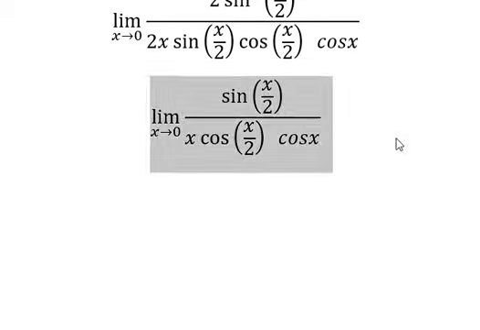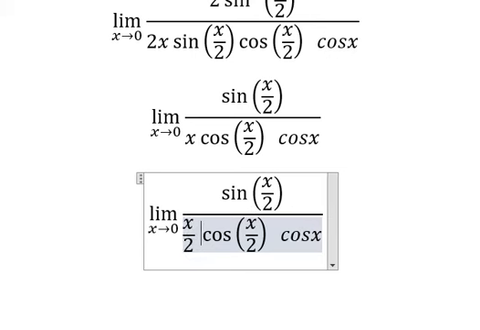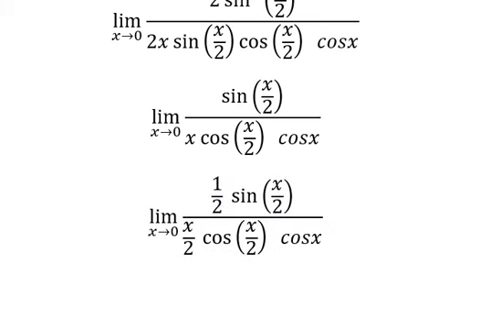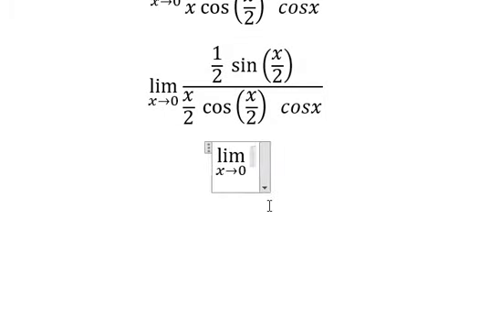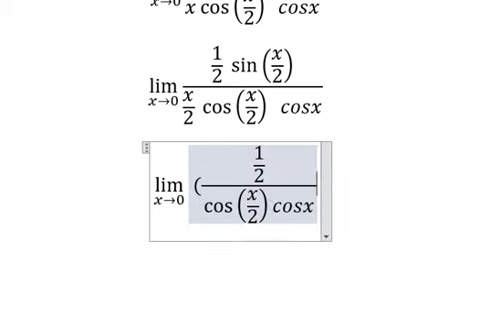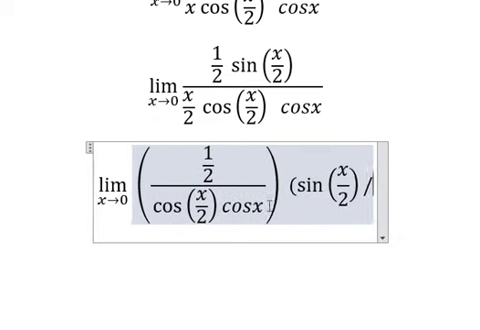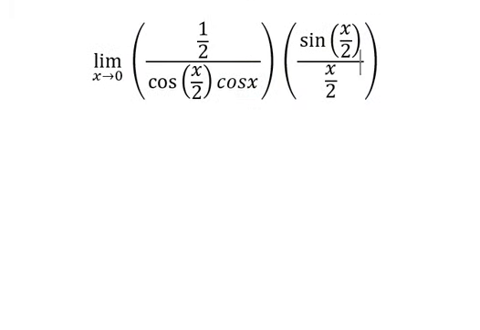Next, we need to multiply by 1 over 2 on the numerator and denominator. So for this one, we can write it like this. And now we have the formula here.